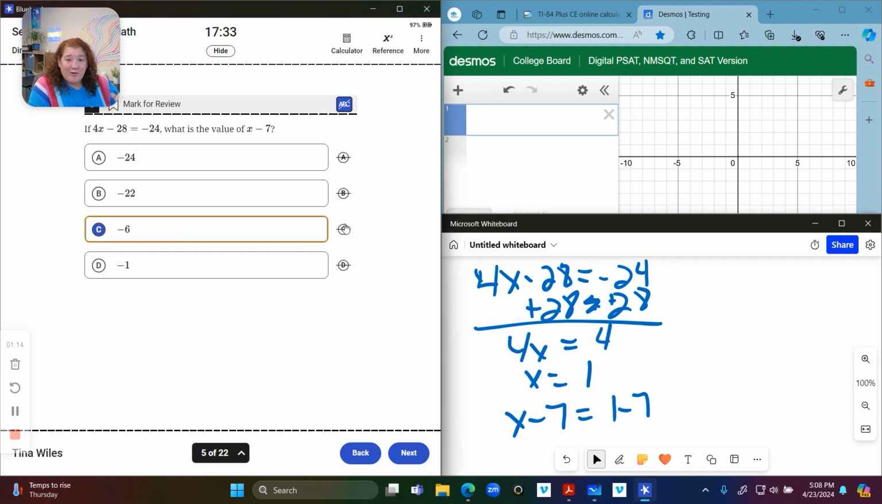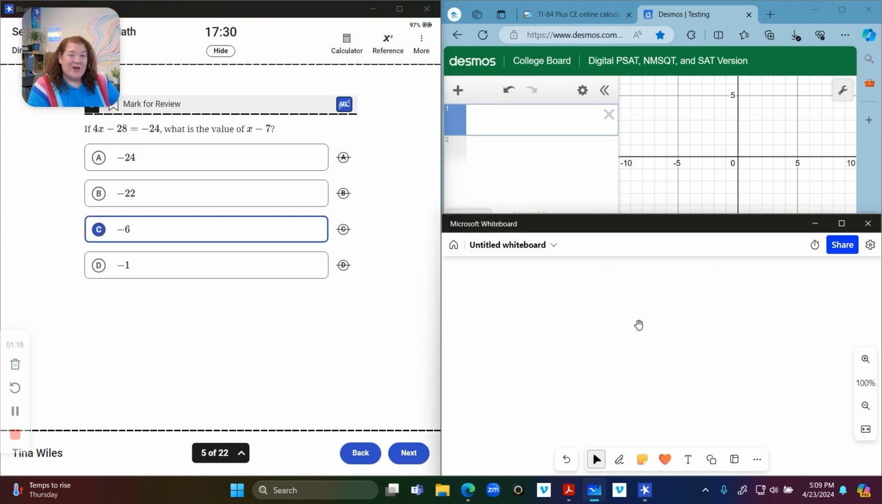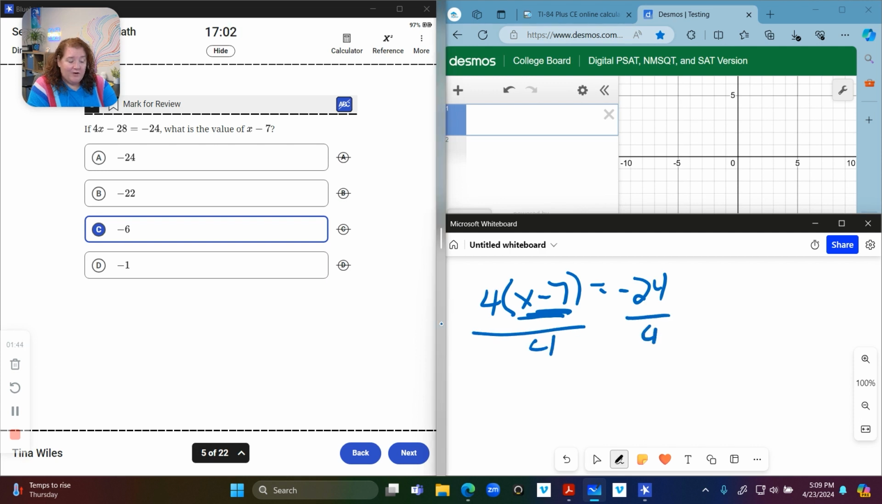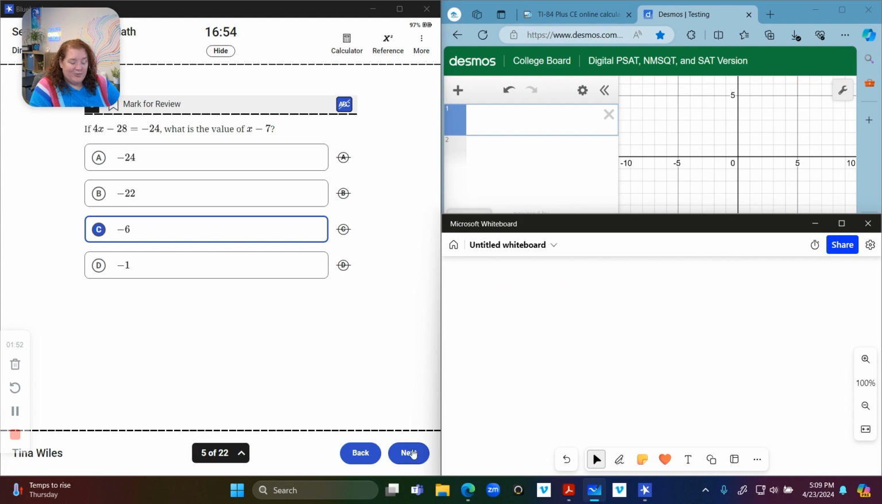While I'm on this problem, I want to point out something very common that College Board does. And that is when they ask about something other than just x, so in this case, x minus 7, there usually is a trick that you could do to get to the answer a little bit faster. In this case, if we factor out a 4, I get 4 times x minus 7 equals negative 24. They're looking for x minus 7. So if I just divide both sides by 4, I get x minus 7 equals negative 6. So again, it's only seconds faster, but it is a way to solve it a little bit faster.